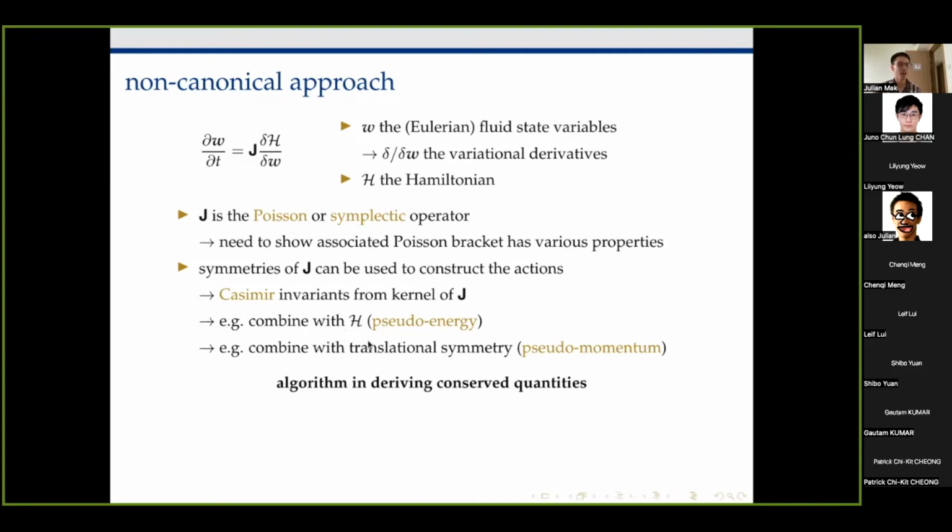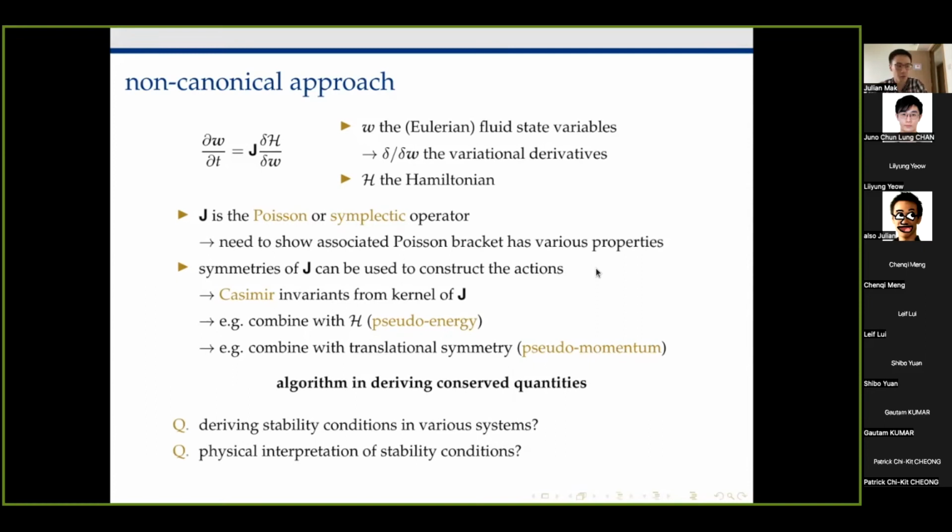So you can combine it with the Hamiltonian to give you a pseudo-energy. This is the time symmetry of the Casimir invariants, or you can look at translational symmetries, which gives you momentum, and momentum with the Casimir. So this gives an algorithm for deriving these conserved properties, which in turn have other uses, such as deriving stability conditions and so forth. All right, so that's one of them.